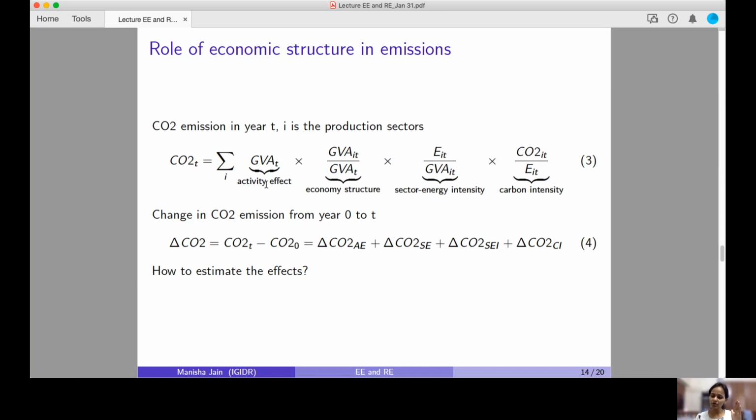Now I can decompose, or I can see the effect of changes in carbon dioxide at the supply side also and at the demand side also. Okay. What is the benefit of looking at the supply side? What I see is how is renewable energy and energy intensity playing a role. What is the benefit of looking at the demand side?